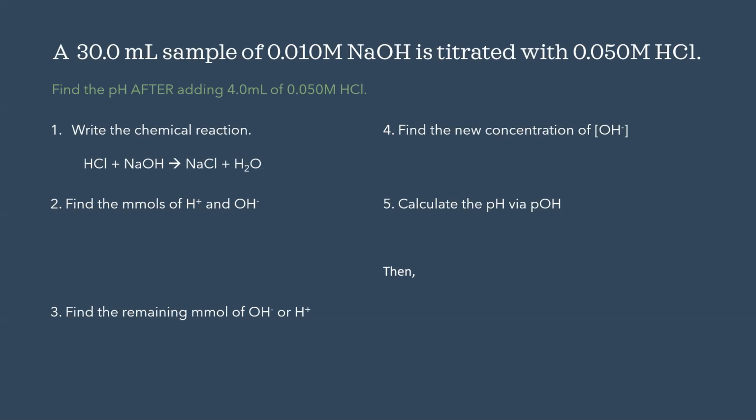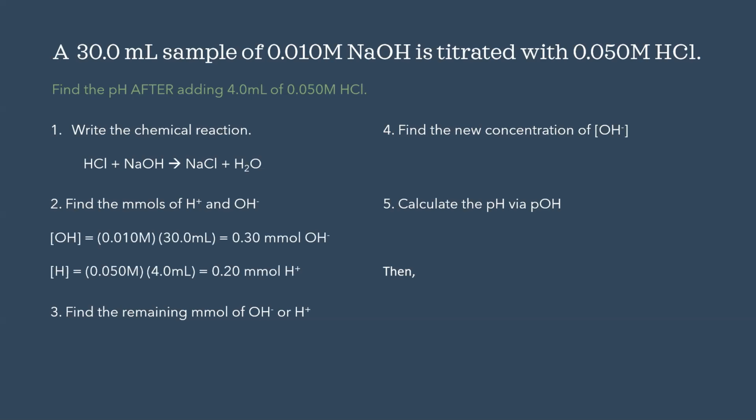We do this by multiplying our molarity by the volume of each individual acid and base. So in this case, the amount of hydroxide is equal to 0.01 molar times the 30 milliliters, which gives us 0.3 millimoles of hydroxide, and our hydronium amount is equal to 0.05 molar times 4 milliliters, which were added, which is equal to 0.2 millimoles of hydronium.